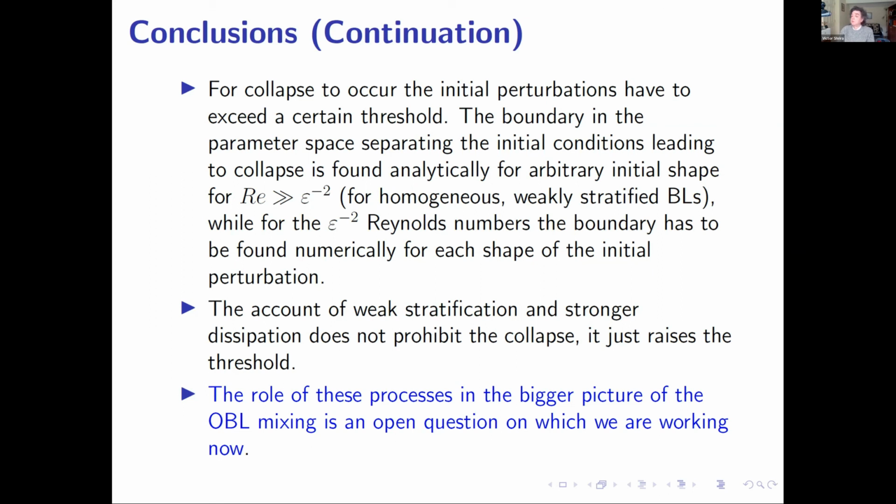And coming back to the oceanic boundary layer, the role of this process in the bigger picture there, in particular in mixing, is an open question on which we are working now.